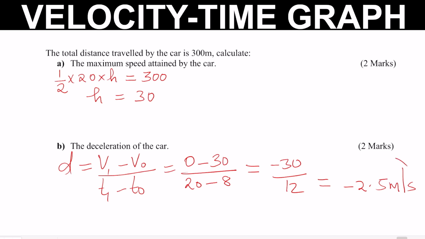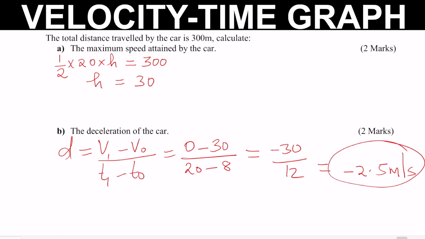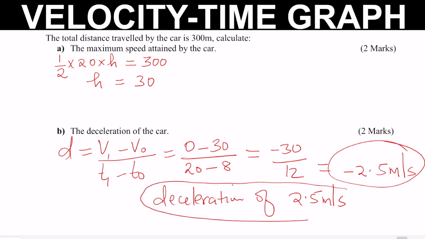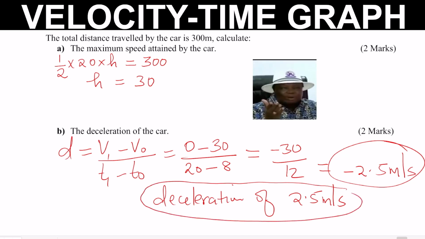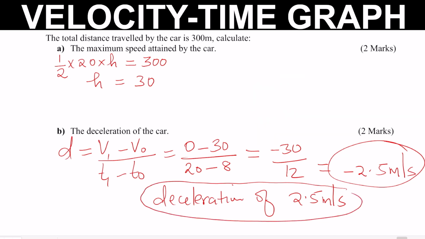That is deceleration. Or you can simply write it like this. The negative represents the deceleration. So you can say the deceleration is 2.5 meters per second squared. You can either write it as negative 2.5 meters per second squared, or when you ignore the negative, you have to include the term deceleration in the statement. The speed is reducing. So that is how you're supposed to solve that question.